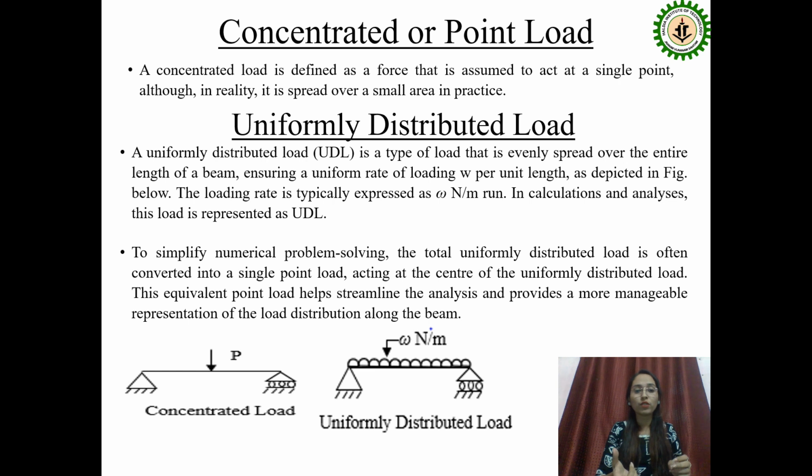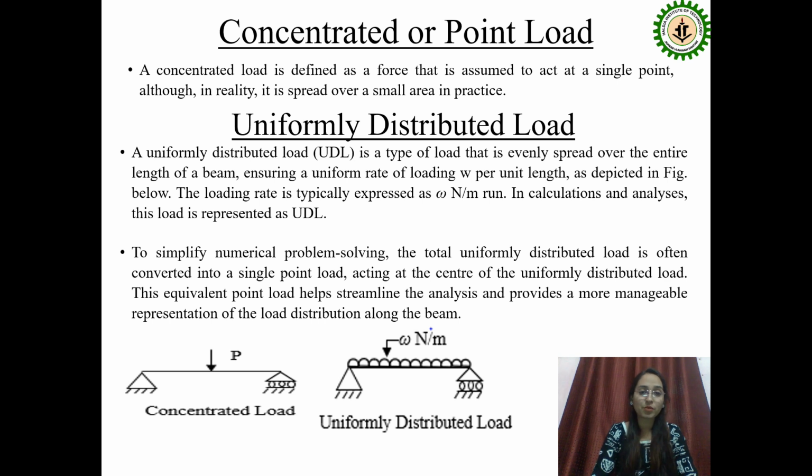You can assume the length of the beam is 1 meter or 5 meter. So the whole load will be what? Omega Newton per meter into 5 meter, that is 5 omega. The whole load is 5 omega. Then it is considered that 5 omega load, the whole load throughout the section, is acting on the midpoint of the load. This equivalent point load helps streamline the analysis and provides a more manageable representation of the load distribution along the beam. So uniformly distributed load, we know what it is, and for analysis purpose, what we convert it into. We also learned that.